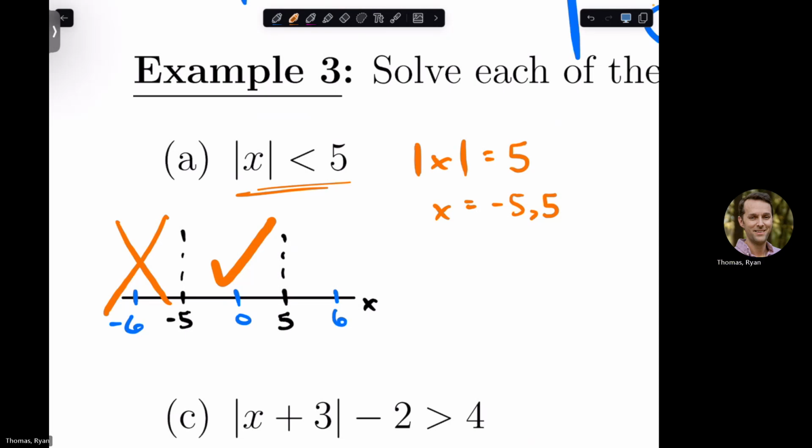Absolute value of 6. Oh. So our solution set looks like this. Less than, so should be open. That stuff.